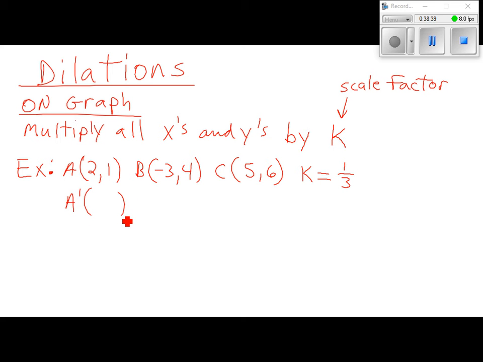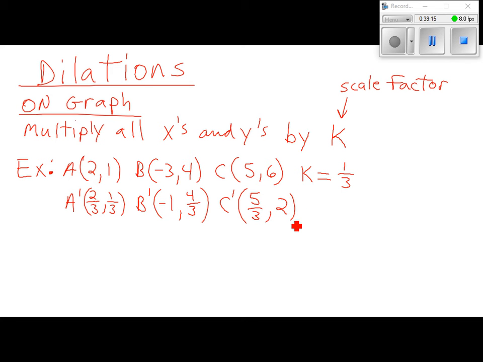What's 2 times 1/3? 2/3. What's 1 times 1/3? 1/3. B prime. What's -3 times 1/3? -1. What's 4 times 1/3? 4/3. 1 and 1/3. Either one of those would be fine. What's C prime? 1 and 2/3 or 5/3? 2. Now we have all those new points.